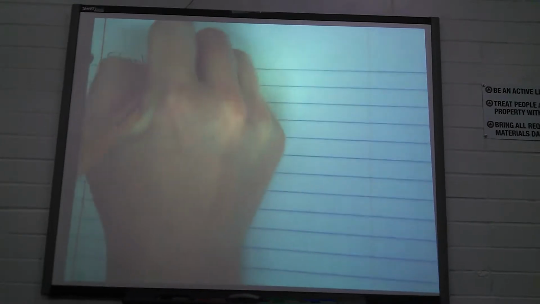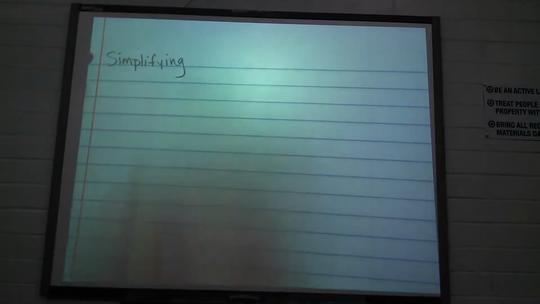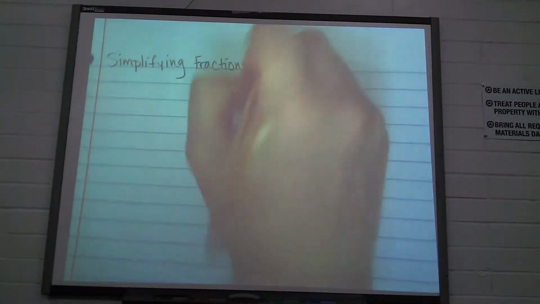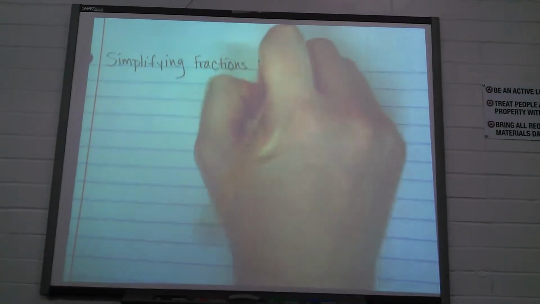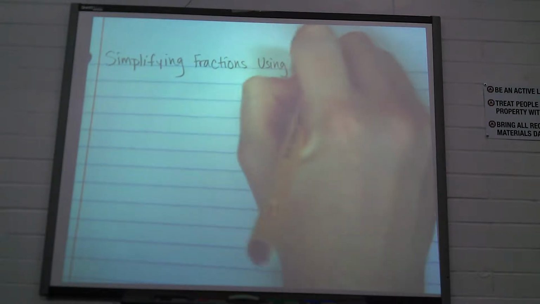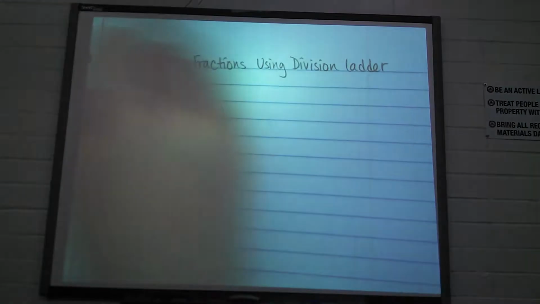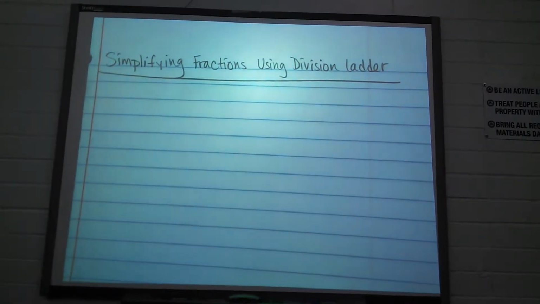Okay, so let's start by putting the heading on our paper, and this is going to be called simplifying, which is a fancy name for reducing, simplifying fractions using division ladder. And as always, make sure you date your notes.